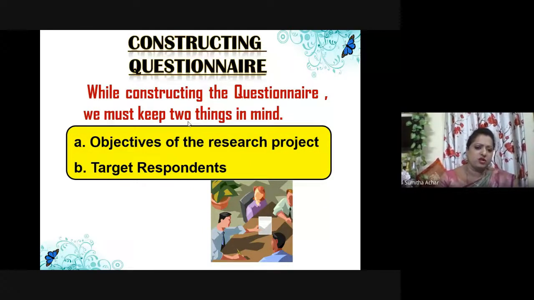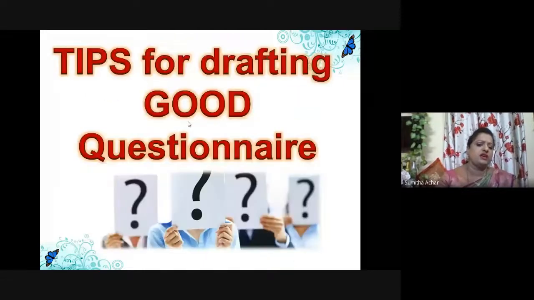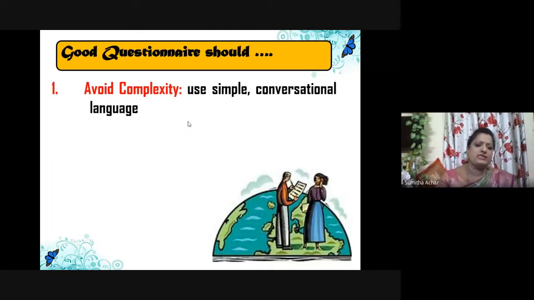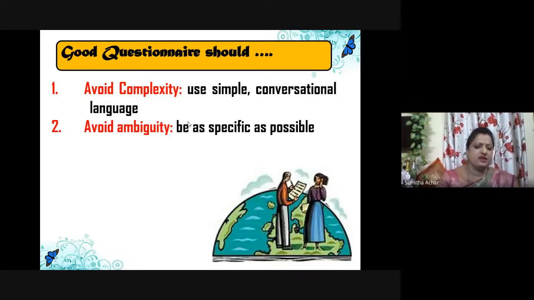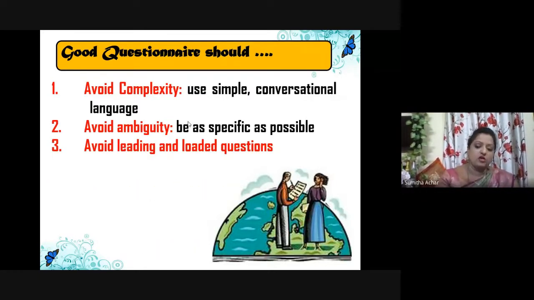But I'm sure this has also been discussed. What are the tips for drafting a good questionnaire? Always avoid complexity, right? Use simple and conversational language so that the person can understand and give you the response. Avoid ambiguity, be very specific and avoid confusion. Avoid words like adequate and often, right? People will not be able to give you a proper judgment on this.